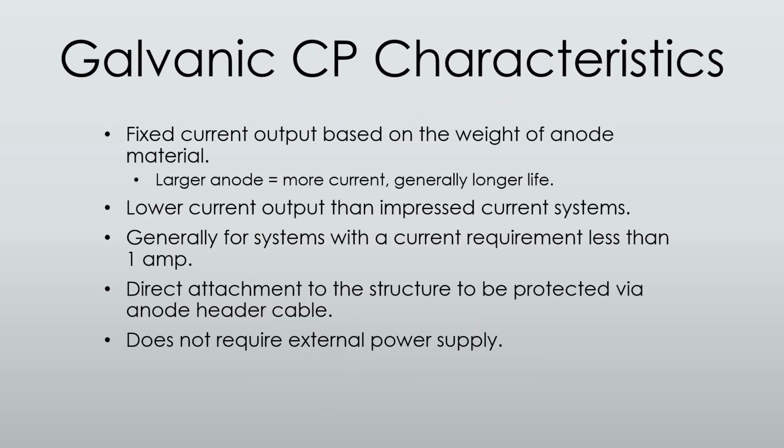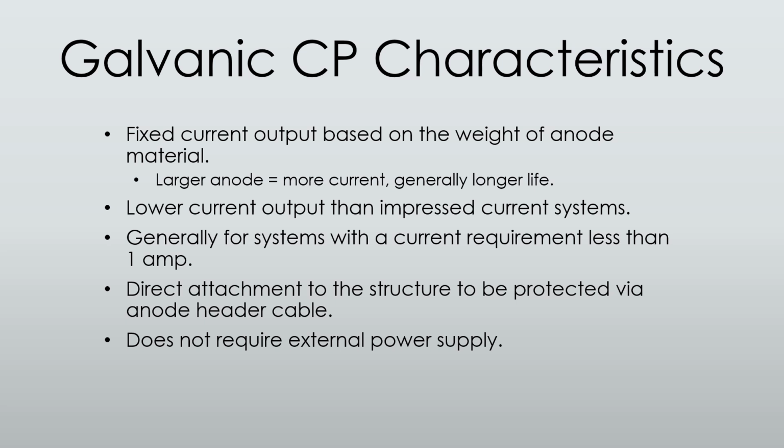Galvanic CP characteristics. We have a fixed amount of current based on the weight of the anode material that's provided. So a larger anode, more current, usually a longer life system. Lower current output though than impressed current systems. It's generally for systems with a current requirement less than 1 amp.